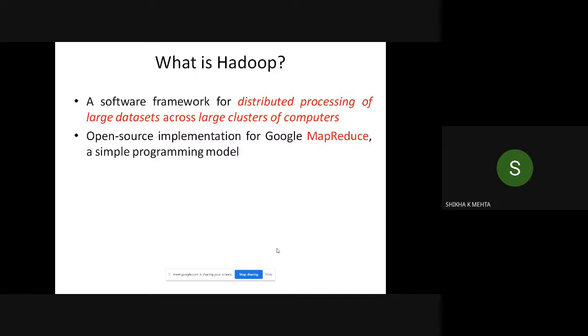It is basically the open source implementation of Google MapReduce. So basically, where did your Hadoop come from? In 2003, Google was struggling to resolve its problem of indexing the complete World Wide Web. So we understand what the size of the World Wide Web is. Can anybody tell me? Anyone tell me what is the size of the World Wide Web?